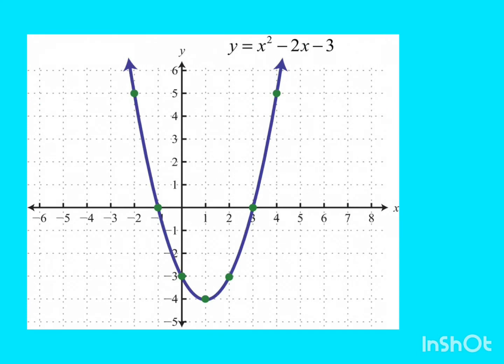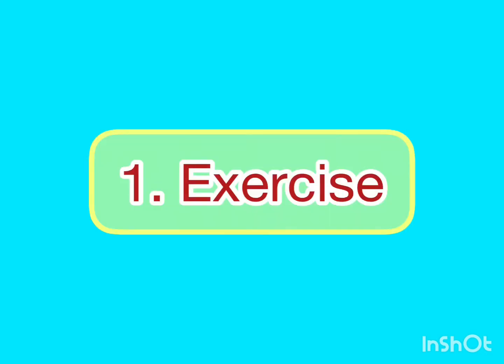The x-intercept is the point where the parabola intercepts the x-axis. In some cases, the parabola can intersect the x-axis in two different points. Now, after all this explanation, we are going to continue to explain one example.